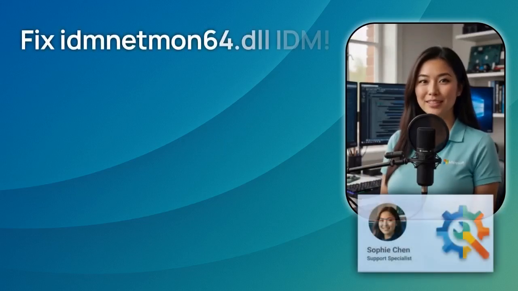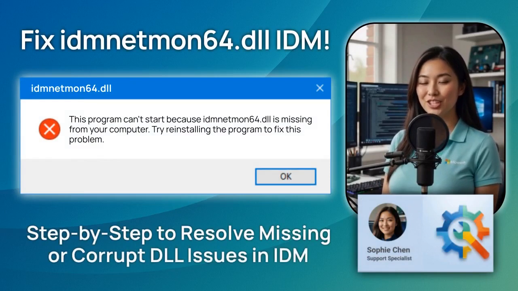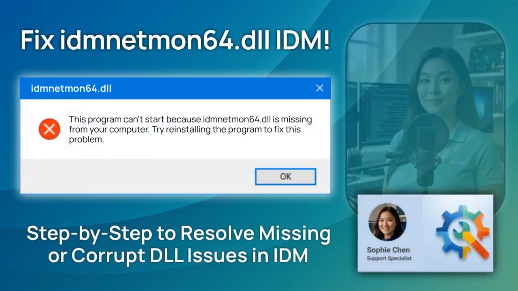Is IDM pathing failed due to the idmnetmon64.dll? I'm Sophie Chen, a Windows Systems Specialist. Let's repair your internal links and get you back to work.